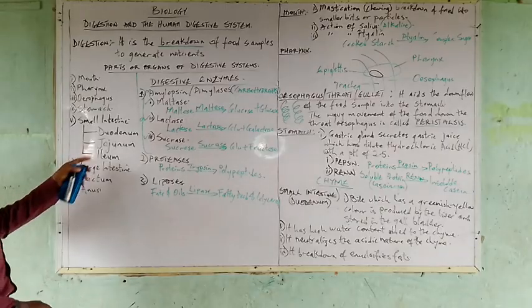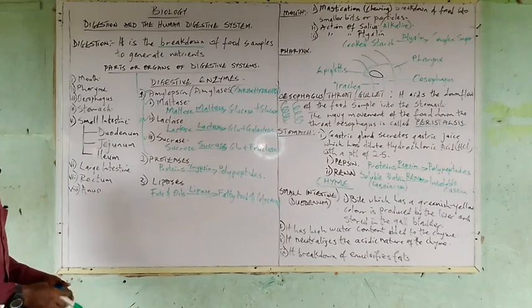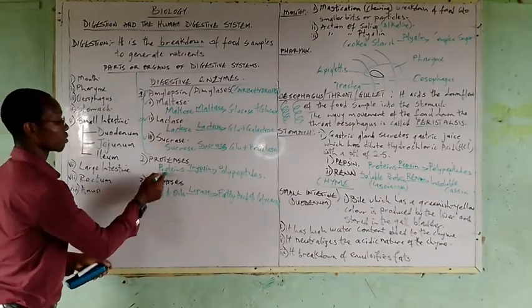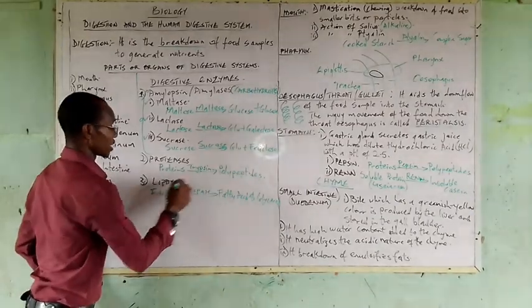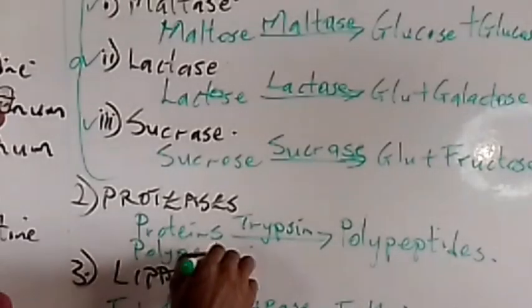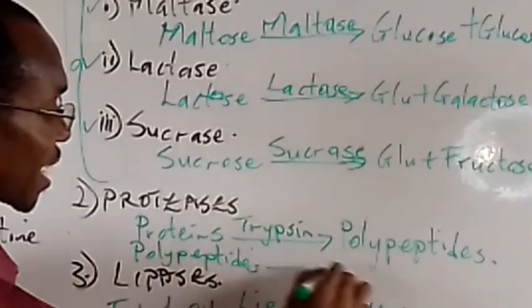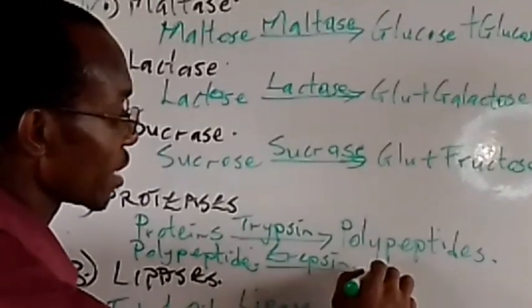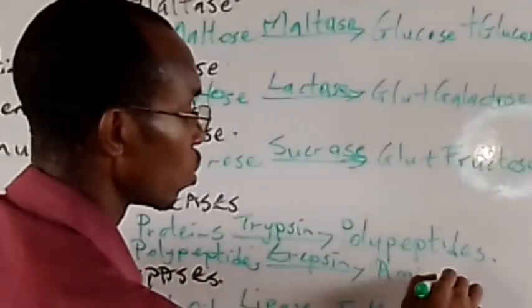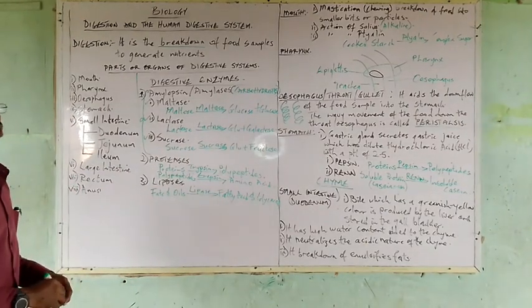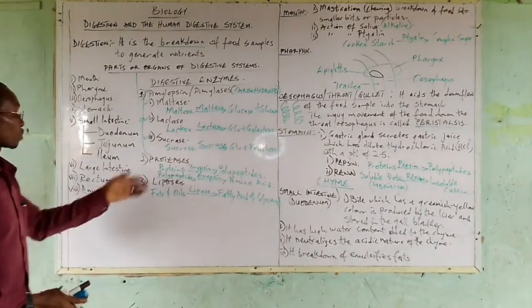Now, in the ileum, we can have some intestinal juice that further acts on some of these food samples. Like we'll be having some that will act on the polypeptides. Example, polypeptides acted upon by erepsin, converting them to amino acid. So these are the end products of these major food samples.